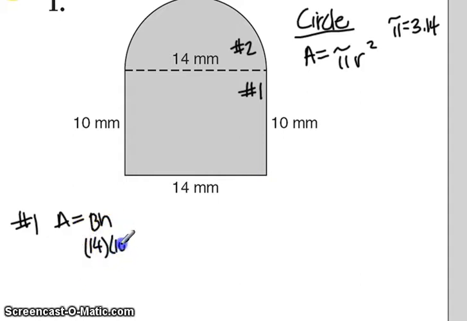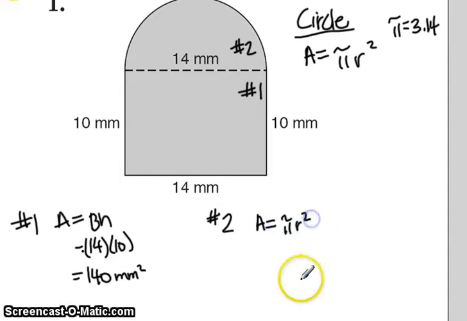My height is 10. So my area is 140 millimeters squared. Okay? Now, my circle, I'm going to use that formula up there in the upper right hand corner. Area equals pi r squared. So I'm just going to plug in my numbers.